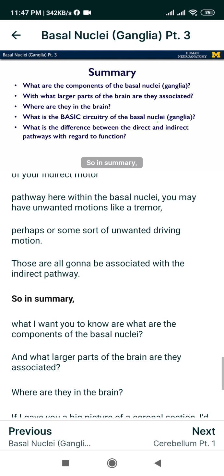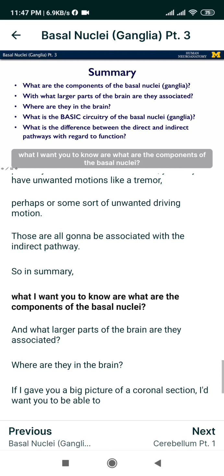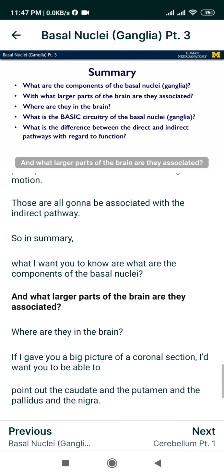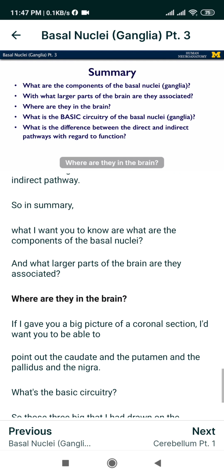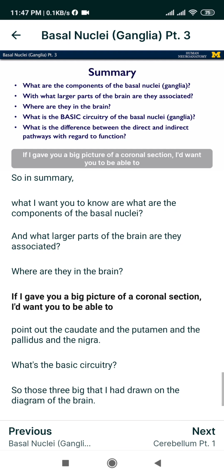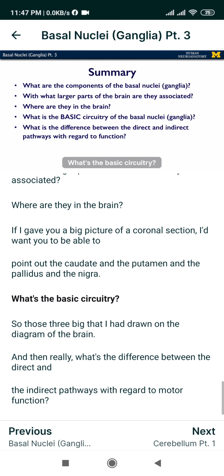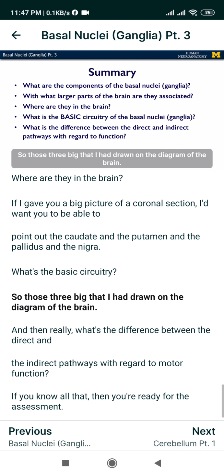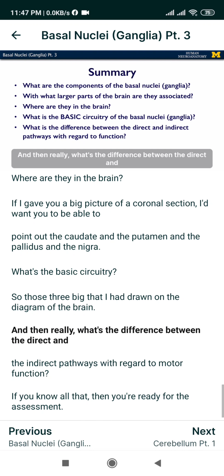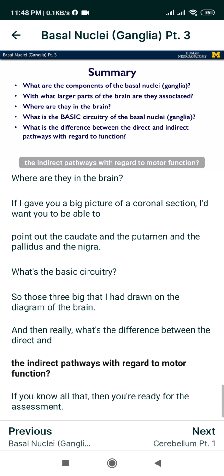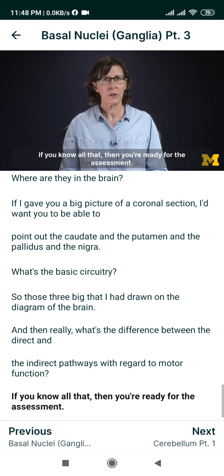So in summary, what I want you to know are what are the components of the basal nuclei, and what larger parts of the brain are they associated with? Where are they in the brain? If I gave you a big picture of a coronal section, I'd want you to be able to point out the caudate and the putamen and the globus pallidus and the nigra. What's the basic circuitry? So those three big arrows that I had drawn on the diagram of the brain. And then really, what's the difference between the direct and the indirect pathways with regard to motor function? If you know all that, then you're ready for the assessment.